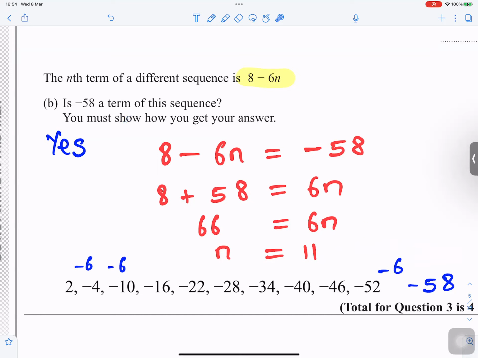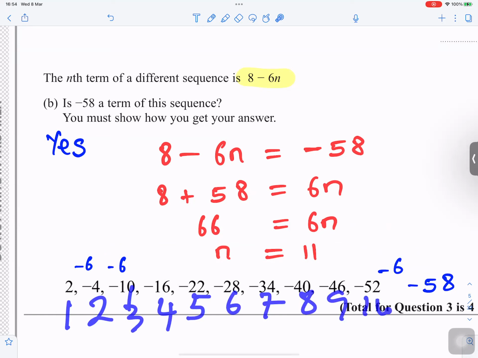And you can try it out. You start from 2, you minus 6, you get minus 4. You minus 6, you get minus 10. Minus 6, you get minus 16. You carry on until you get to minus 58. And that would be the 11th term: 1, 2, 3, 4, 5, 6, 7, 8, 9, 10, 11.